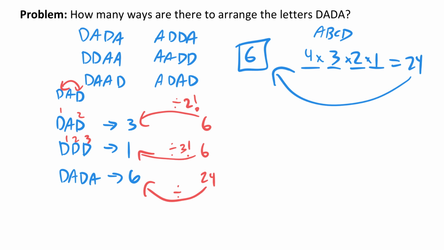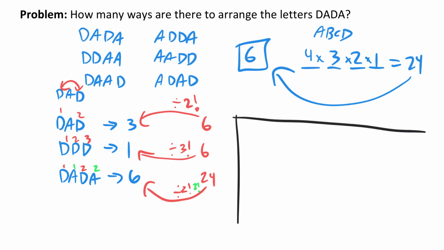Now, let's just continue with that reasoning here. We have 2 D's and we have 2 A's. So let's divide by 2 factorial for the D's, and then let's divide by 2 factorial for the A's. Well, 2 factorial is 2, so 2 times 2 is 4. Dividing by 2 factorial twice is like dividing by 4. Oh yeah, that works out. 24 divided by 4 will give us 6. So let's try to summarize what's going on here.